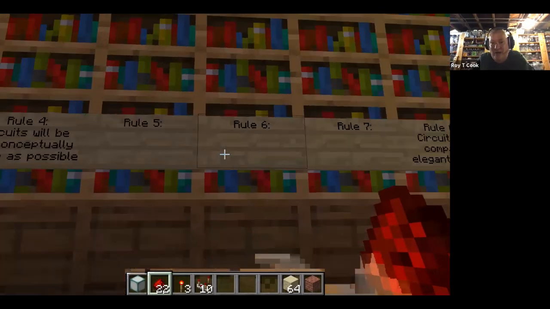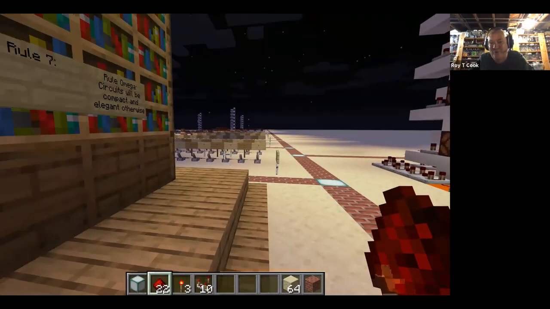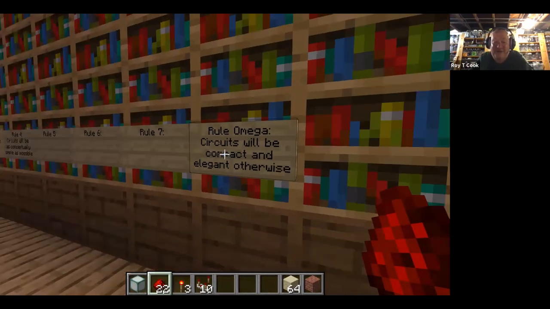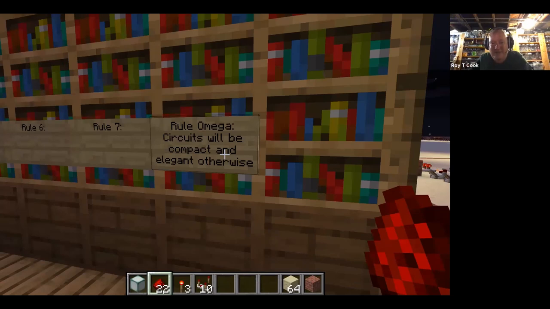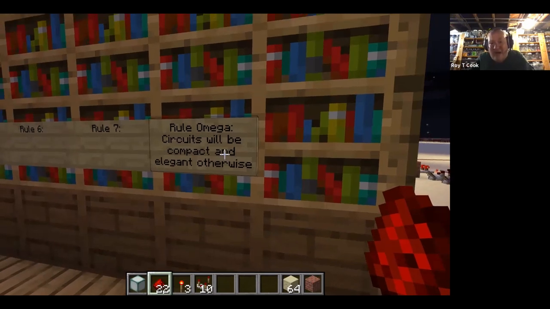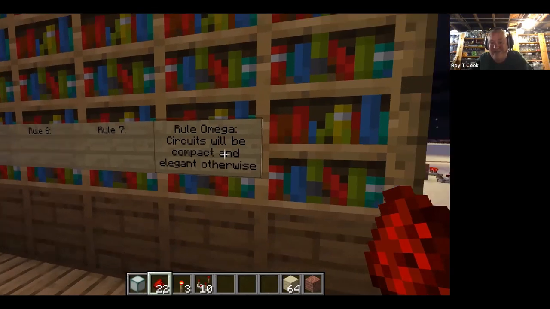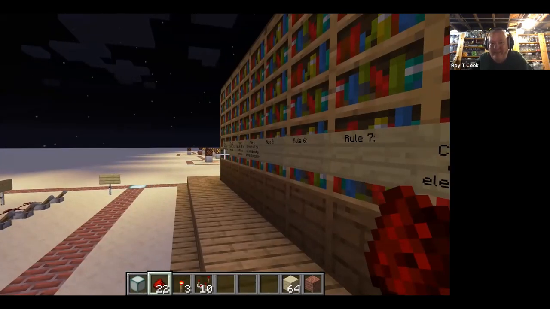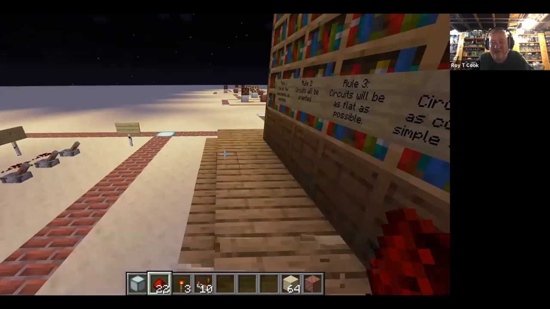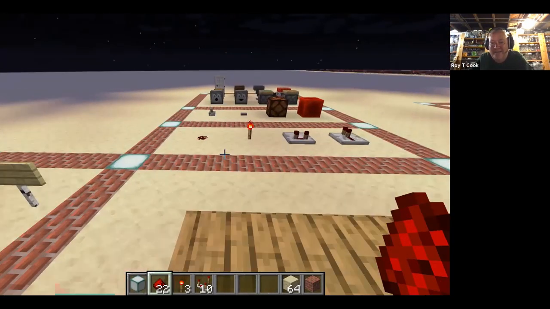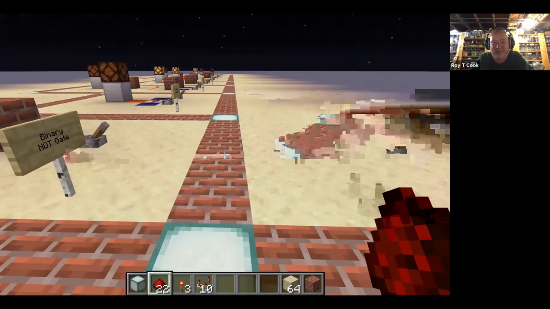This is an ongoing project. So you'll see I have space for three more rules that I haven't decided on yet, because this is not finished, but it's finished for this particular presentation today. And then the final rule is I'm just going to make the circuits as compact and elegant as possible, otherwise in keeping with the other rules I talked about. So that's a little bit of guidance. So let's go ahead and look at some basic Boolean two-valued circuits.